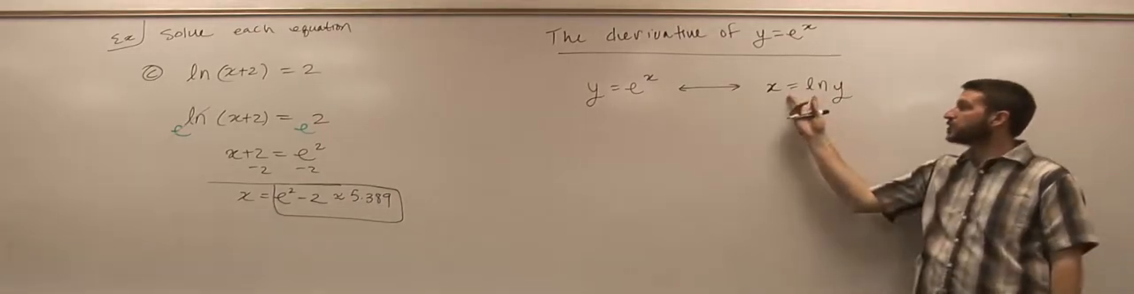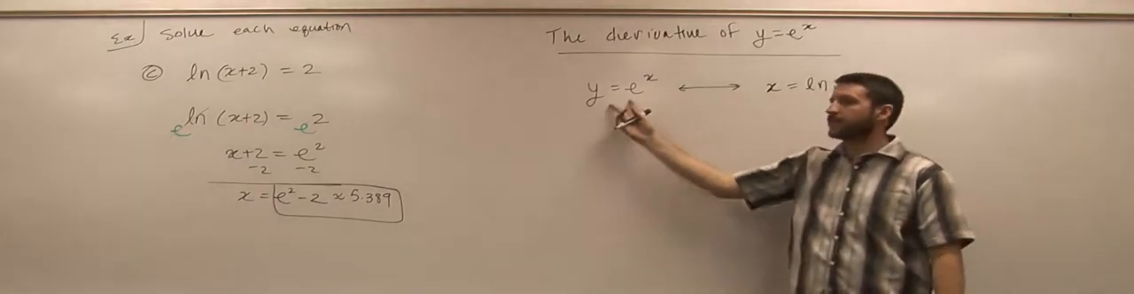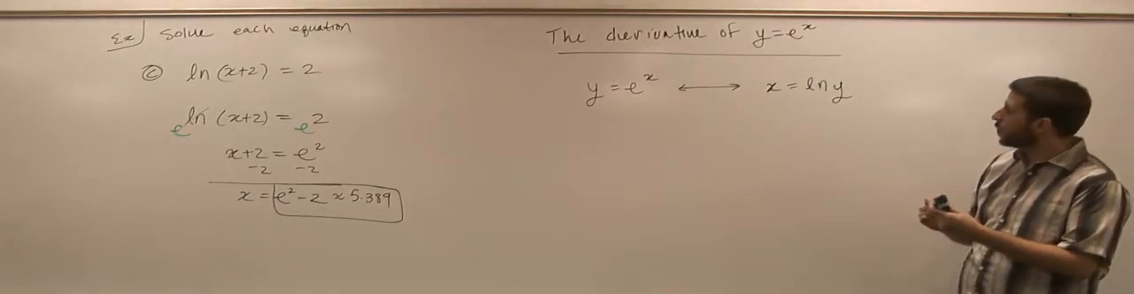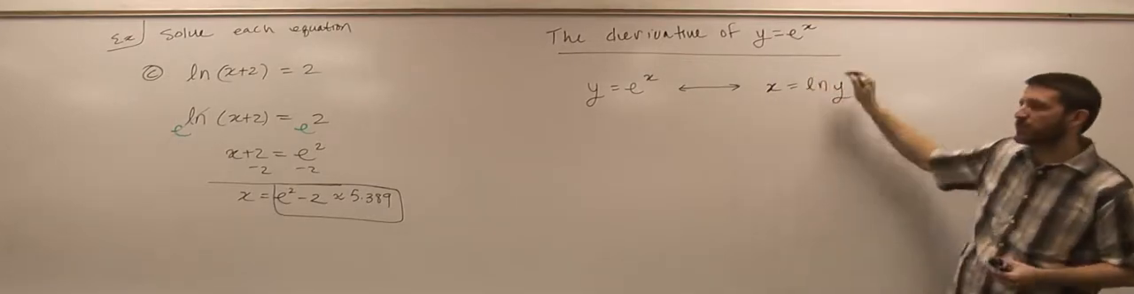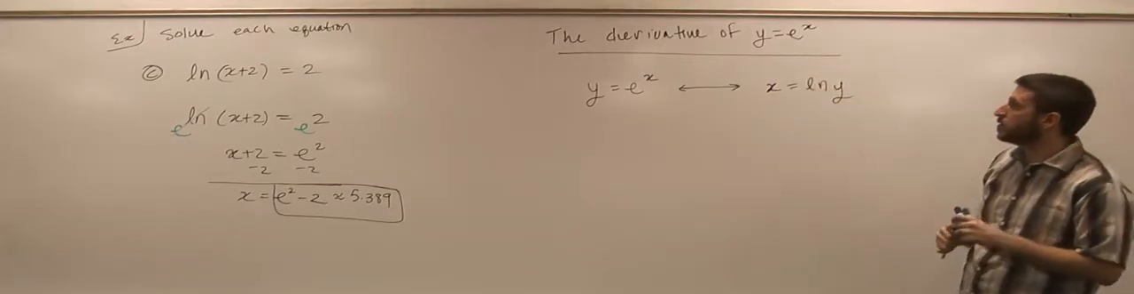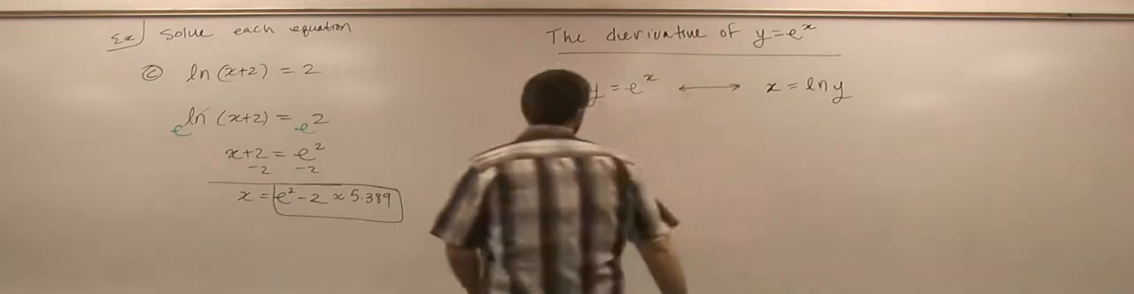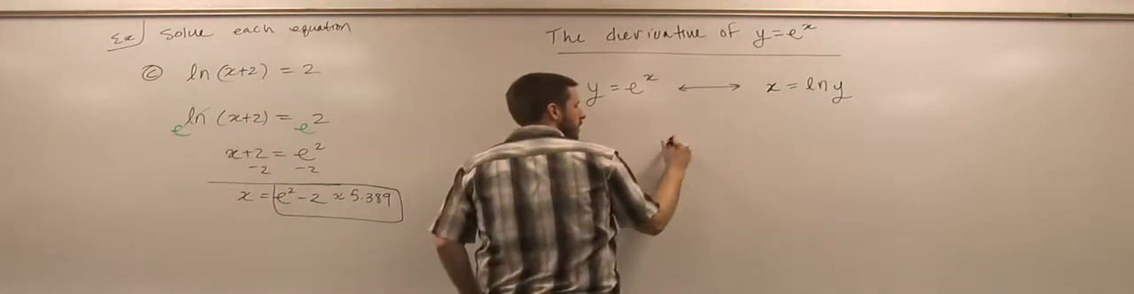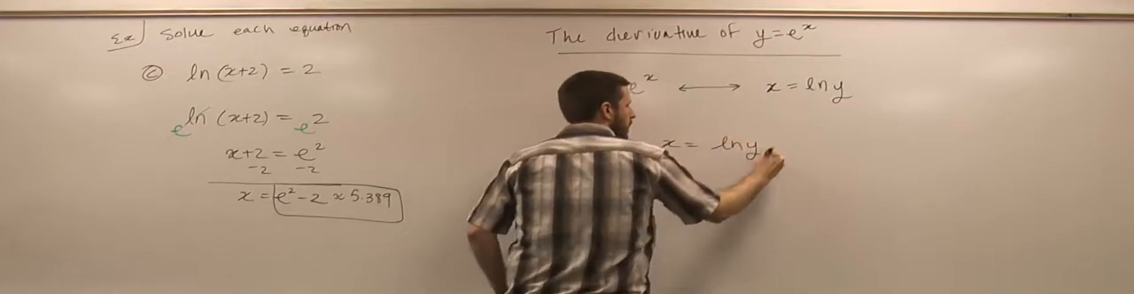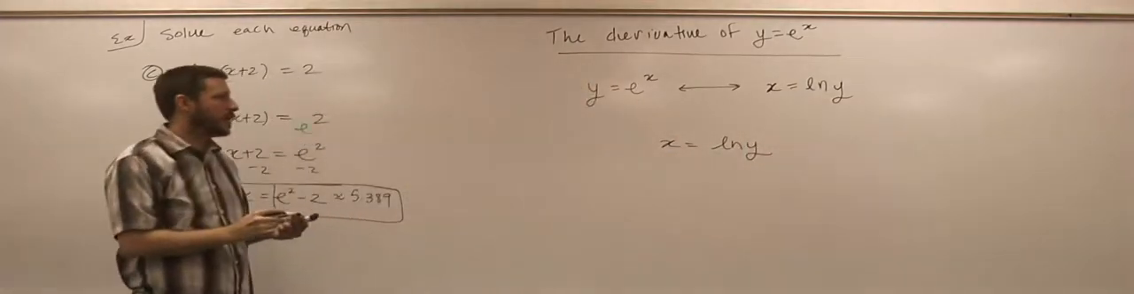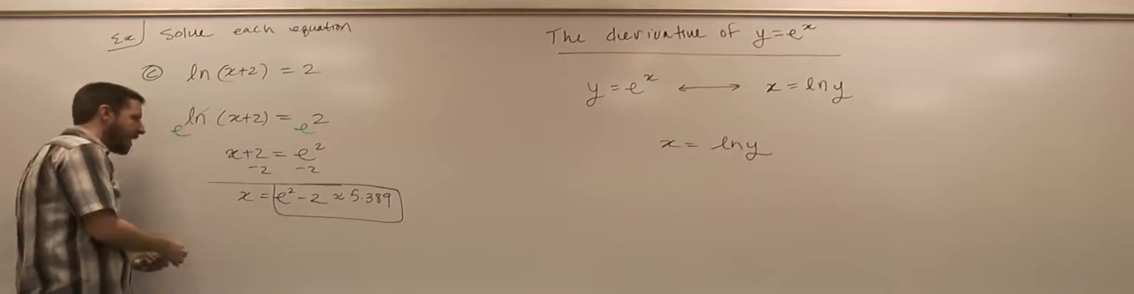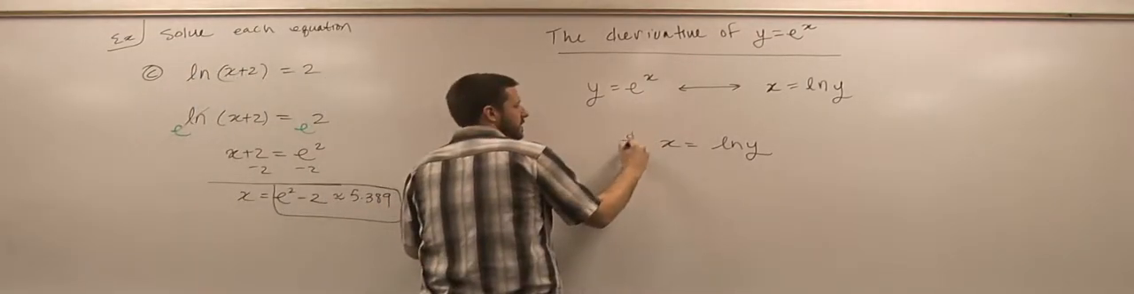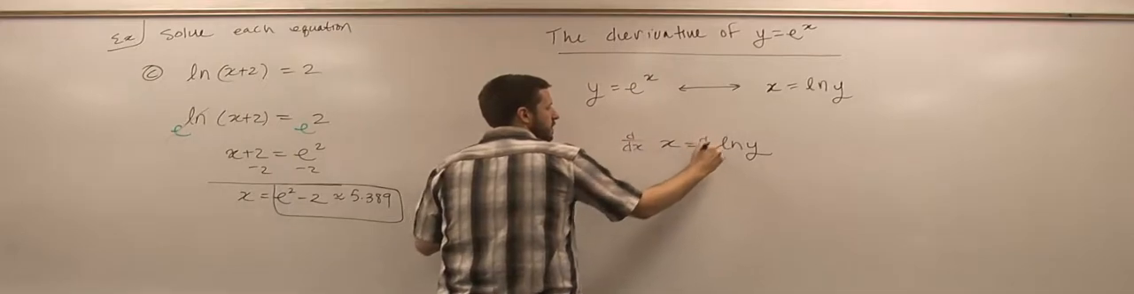Because I know how to take the derivative of natural log, I can figure out the derivative of e to the x. So I'm going to work with this equation because I know something about natural log. This is kind of how you come up with the derivative of e to the x. Start here, and take the derivative with respect to x on both sides, implicit differentiation, d dx, d dx.